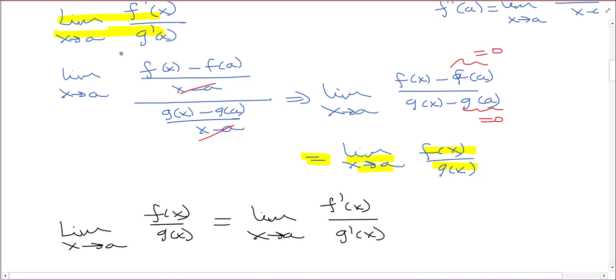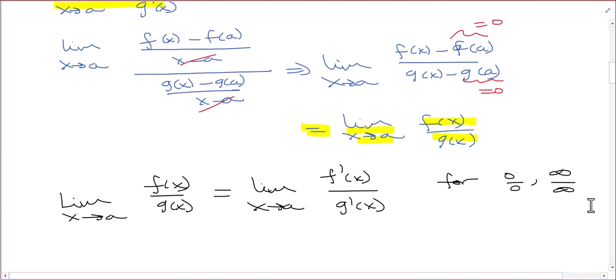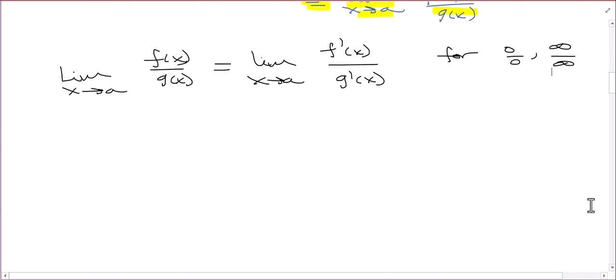And I can do this for any f prime of a, so for any a where the functions are defined, so that's why I can generalize this f prime of x to be that. And this is for 0 over 0 or infinity over infinity. So those are our indeterminate forms.